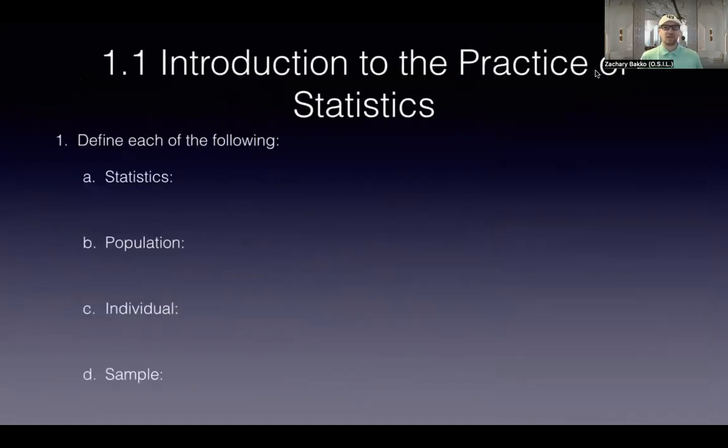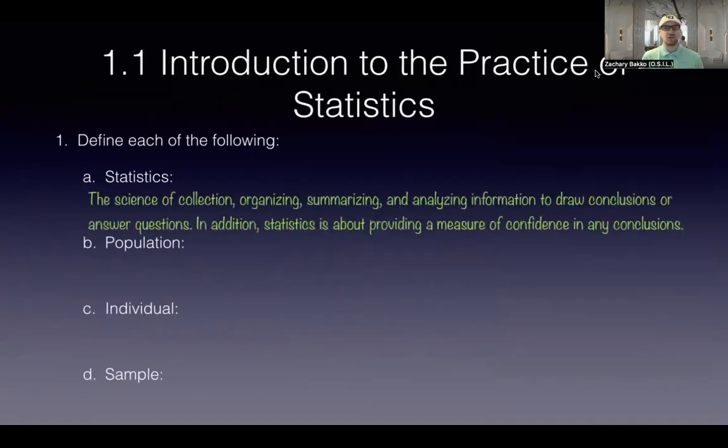Okay, so let's first start off with section 1.1 where we're going to do some definitions. So the definition of statistics is the science of collecting, organizing, summarizing, and analyzing information to draw conclusions or answer questions. In addition, statistics is about providing a measure of confidence in any conclusions. So you're going to see this little symbol pop up, my little head with the light bulb. These are things that are really good to at least have in your mind. So maybe you should put all these into flashcards to just be able to recall them easier, but these are ones that are really important.